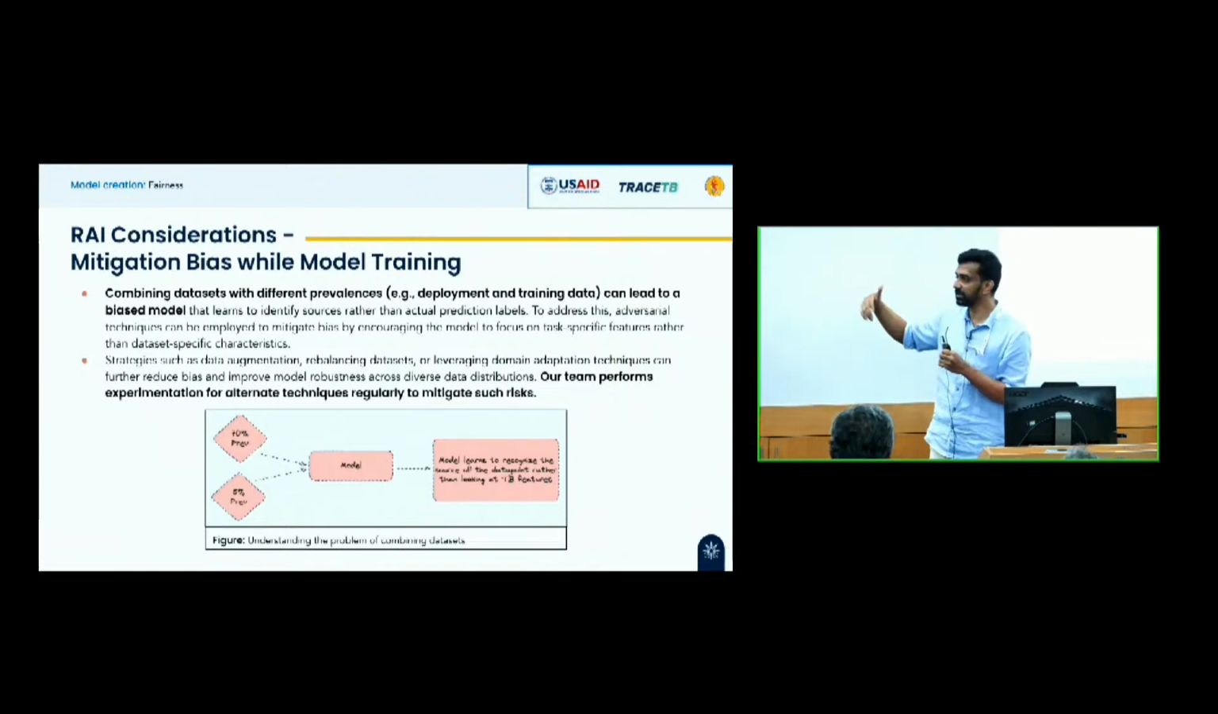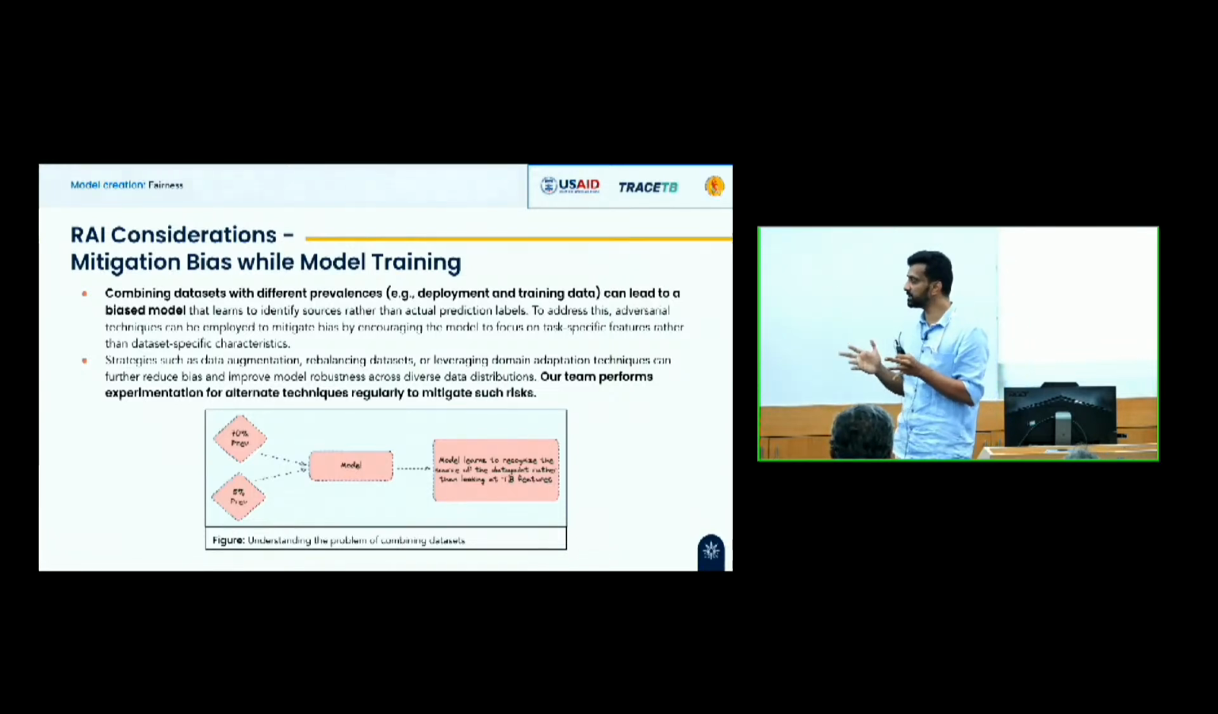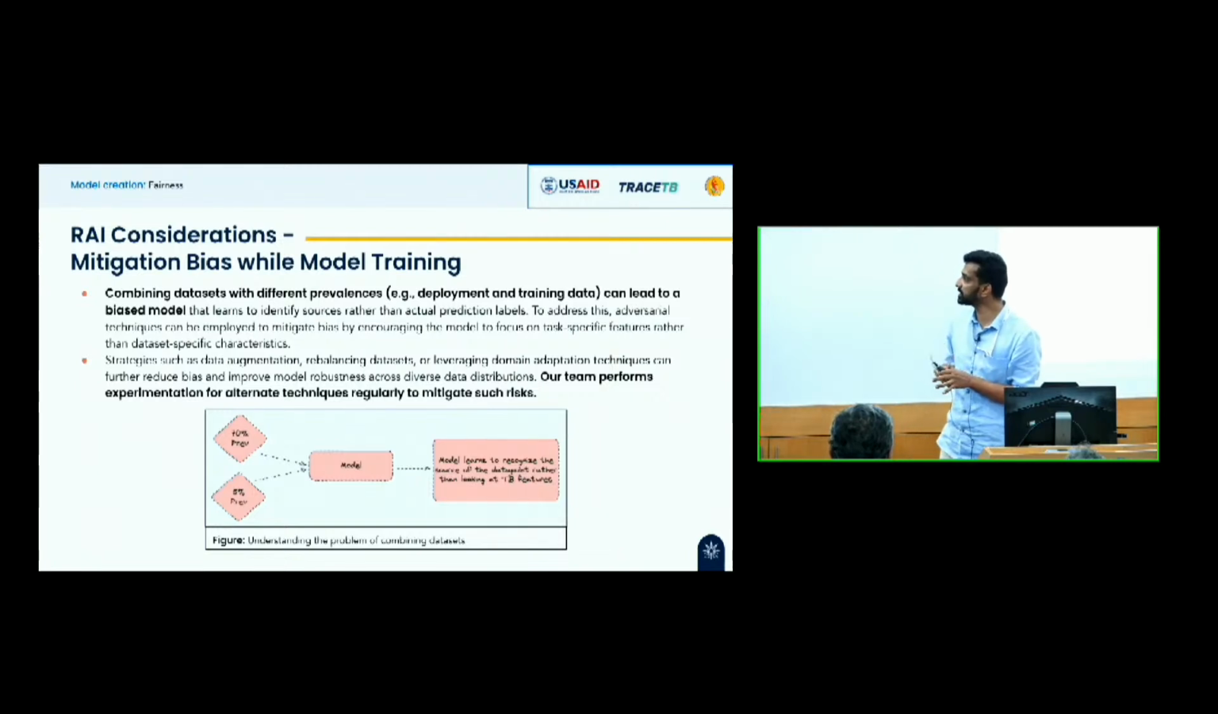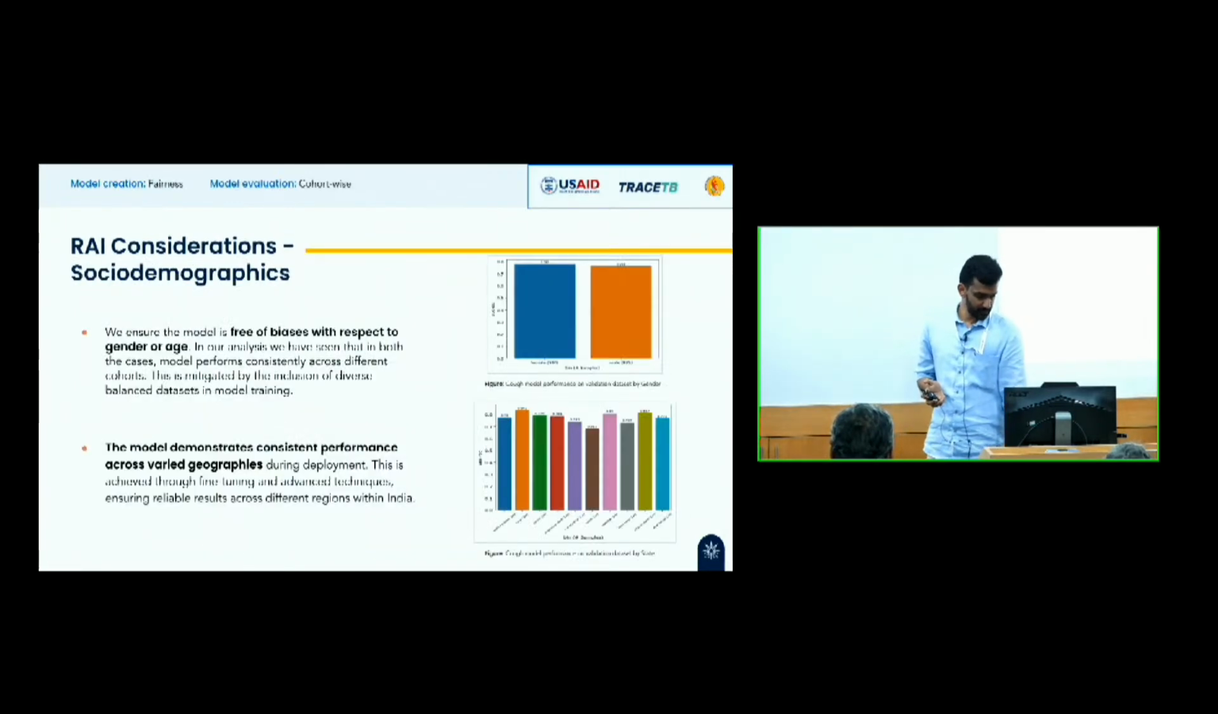Even now, we couldn't figure it out. We tried various debiasing techniques like adversarial training to fix this, but even today we couldn't use both the data sets to train an improved model because of this prevalence issue. So the model, instead of trying to make a prediction on the TB based on the cough, is trying to detect whether the sample is coming from source 1 or source 2.